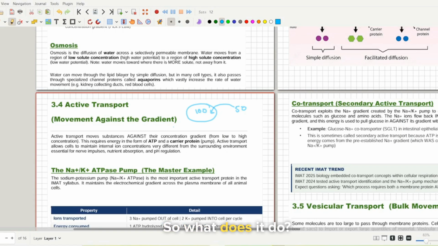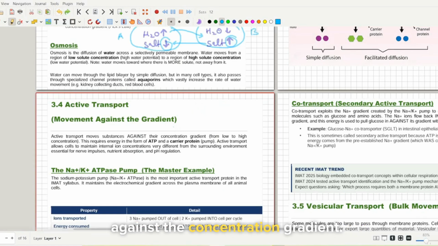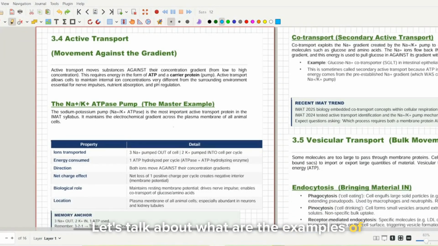So what does it do? It will take those 50 molecules inside the cell too, and as you can see, it is against the concentration gradient. It should have gone from high to low, but it is actually going from low to high. That's why it is called active transport, because it goes against the concentration gradient. So that was about active transport. Let's talk about the examples of active transport.